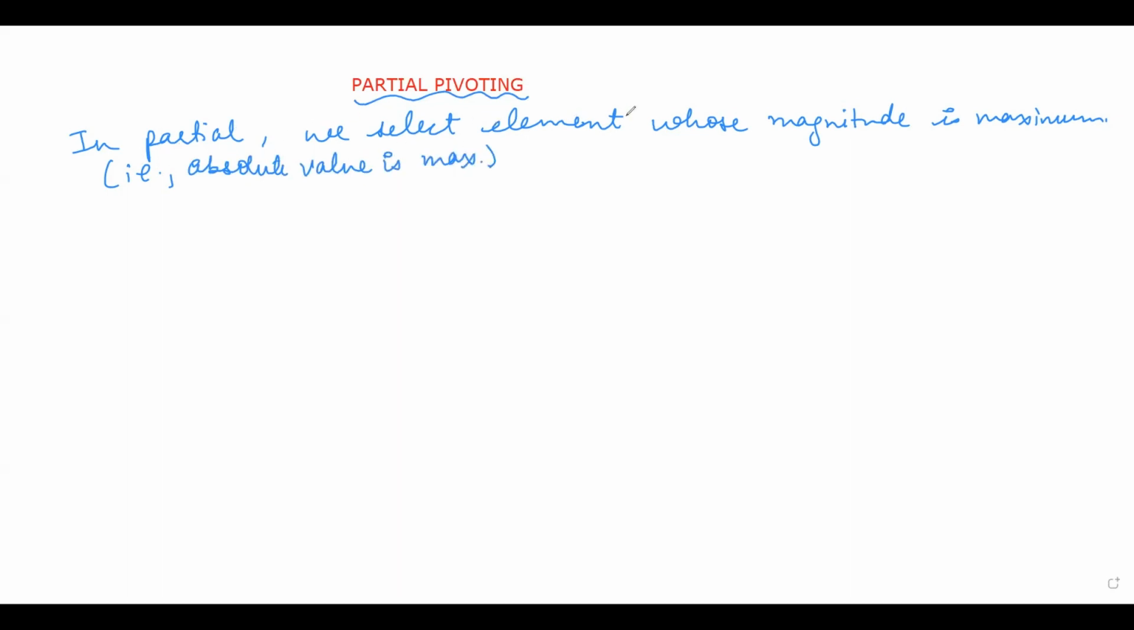So in partial pivoting, we select the element column wise. We select the element whose magnitude is maximum column wise. While selecting the pivot element, you need to check whose magnitude is maximum as a pivot element. And if you need to interchange the rows, you will be interchanging the rows as well. This process is continued and repeated until you get the desired solution.